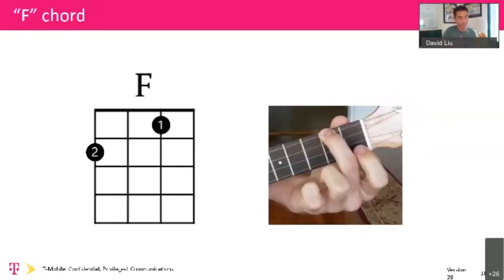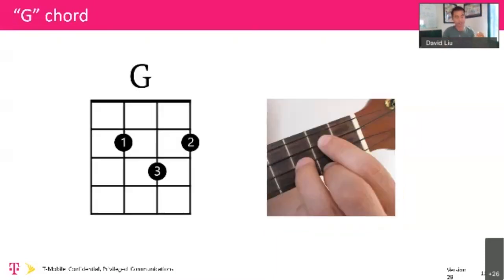Then the F: you keep your middle finger where that A minor is, and then you put down your index finger, finger number 1, to form the F. The last chord is the G chord, and it requires all 3 fingers. It's a little bit hard to see. I'll jump in and out of the presentation mode, and it should sound like this.